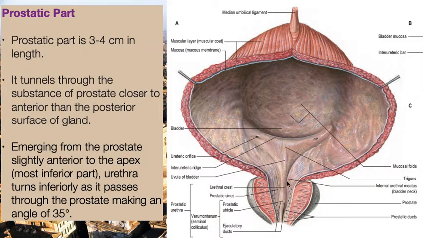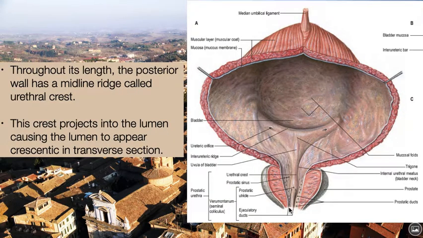Now, coming to the prostatic part of the posterior part of the male urethra, this is about 3 to 4 centimeter in length, tunneling through the substance of the prostate closer to the anterior part than the posterior surface of the gland, emerging from the prostate slightly anterior to the apex, the most inferior part. The urethra turns inferiorly as it passes through the prostate, making an angle of about 35 degrees. Throughout its length, the posterior wall has a midline ridge.